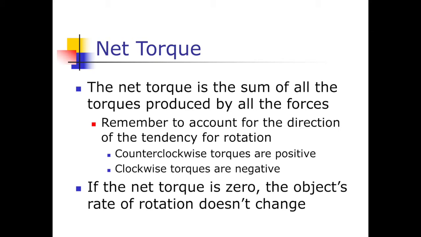So now we get to what equilibrium is all about. We've defined what torque was, and remember that our second condition of equilibrium is that it is not accelerating angularly. What that means is the net torque is going to have to be equal to zero, because if it wasn't equal to zero, then we would have some sort of angular acceleration, either clockwise or counterclockwise.